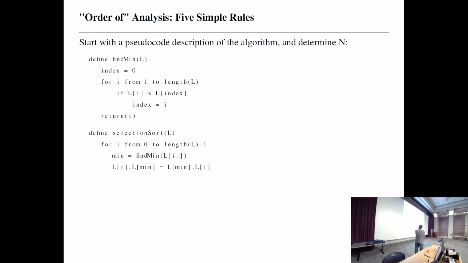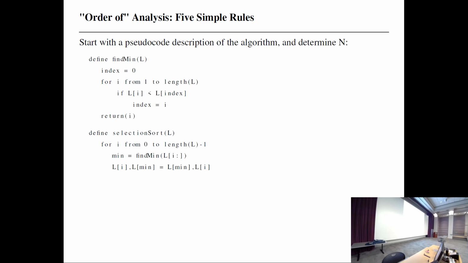Here's find min. I set the index to 0. I scan the list from 1 to length L. And if L[i], which is initially L[0], is less than L[index], then index is i. So L[index] starts out as 0. So I compare each element to L[0]. And whenever an element is less than L[0], I replace index with a pointer to that element. So this is that scan and look for the lowest element thing. And then at the end of the day, I return index. So this find min finds the index of the minimum value in L.